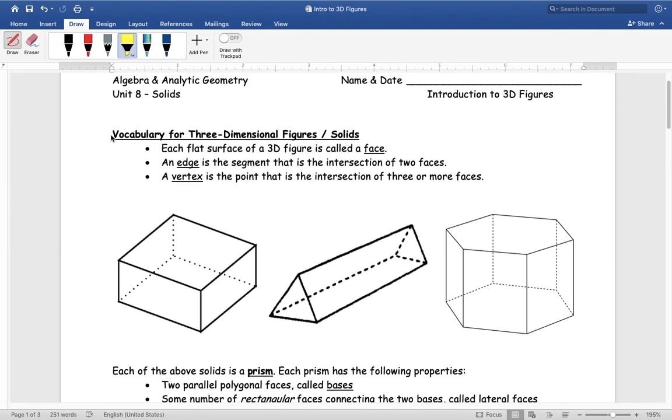Next lesson, we're going to start talking about finding the surface area and volume of all of these things, the sort of calculations that you think of when you first think of a geometry class. So congratulations, we're finally getting to the geometry portion of geometry.